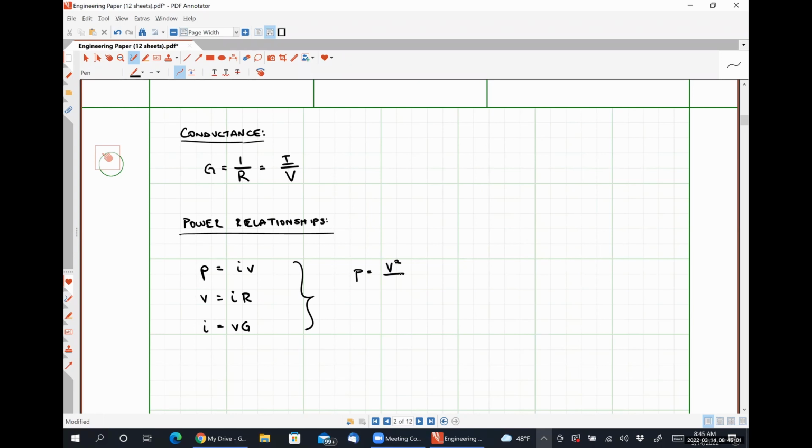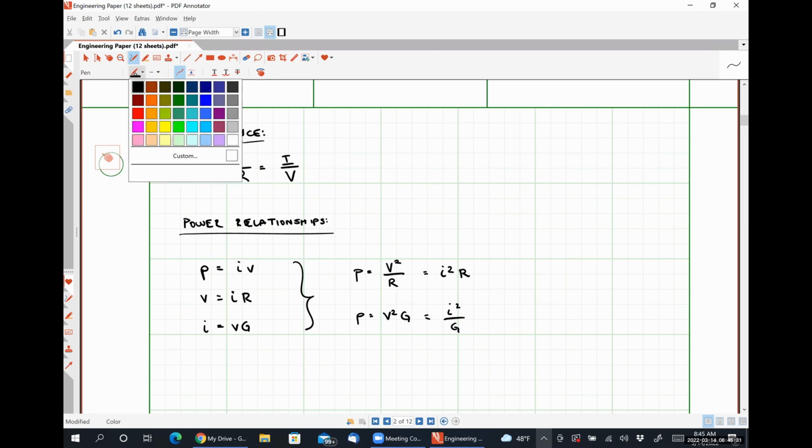the square of the voltage divided by resistance, which is the same as the square of the current flowing through the resistor multiplied by resistance, or in terms of conductance, we'll have the square of the voltage times conductance, which is the same as the square of the current divided by conductance.